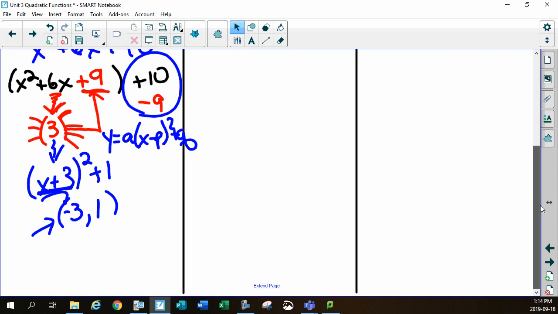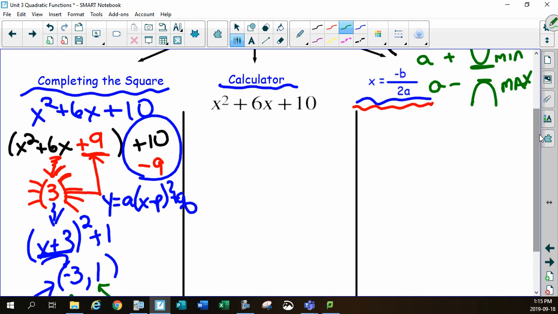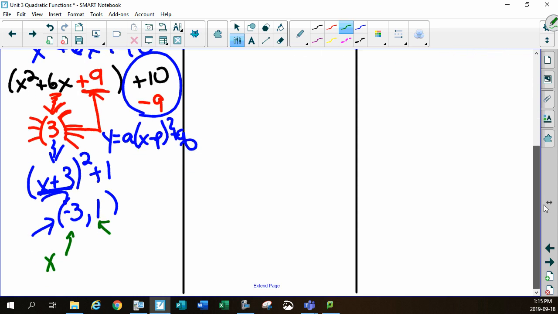So what does this information give you? It gives you the x coordinate of the vertex, but it also gives you your max or min value. If you look at this particular question, it has a 1 up front, and that 1 is positive, so it's opening up, and you have a minimum value. That means that 1 is your minimum value. So that's how you find it using completing the square.